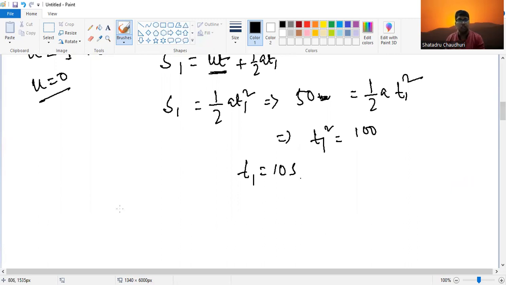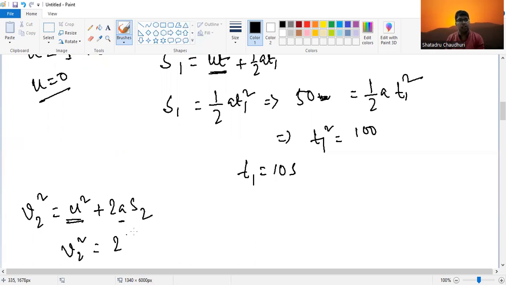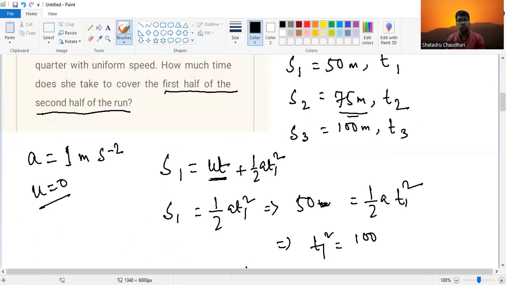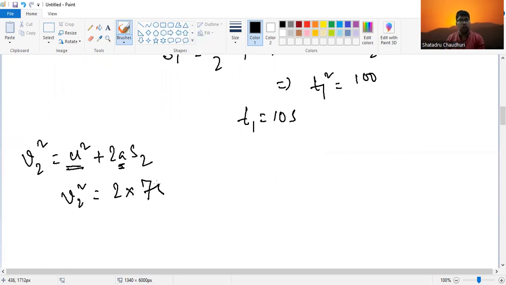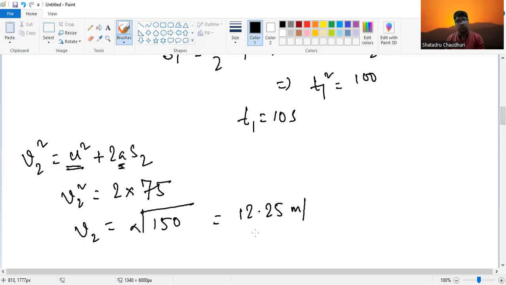So definitely from here we can calculate t1, which will be simply 10 seconds. Next, v2 square equals u square plus 2as2, and u is 0. So v2 square equals 2 into 1 into s2, and s2 is 75 meter. So v2 equals square root of 150, which will give 12.25 meter per second. So this is where I got v2 from.